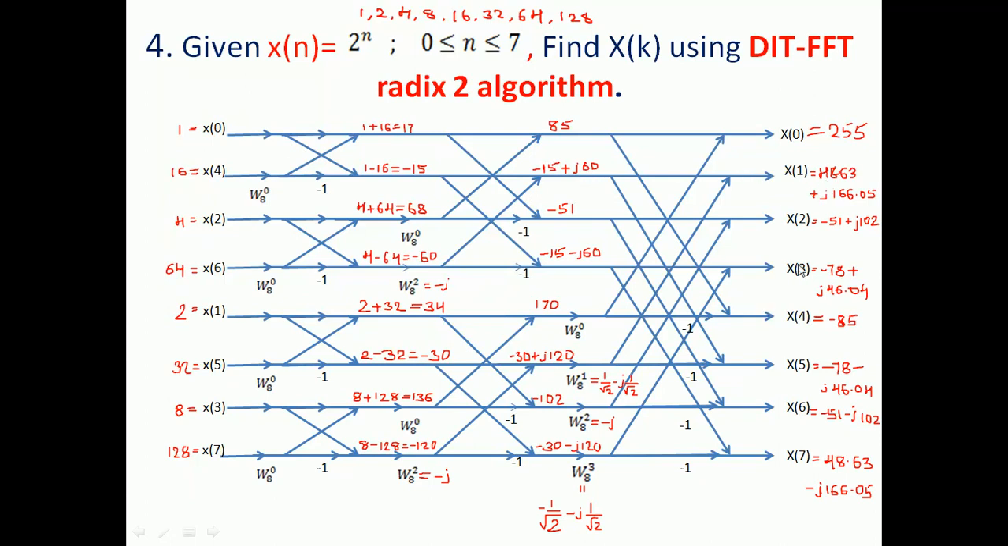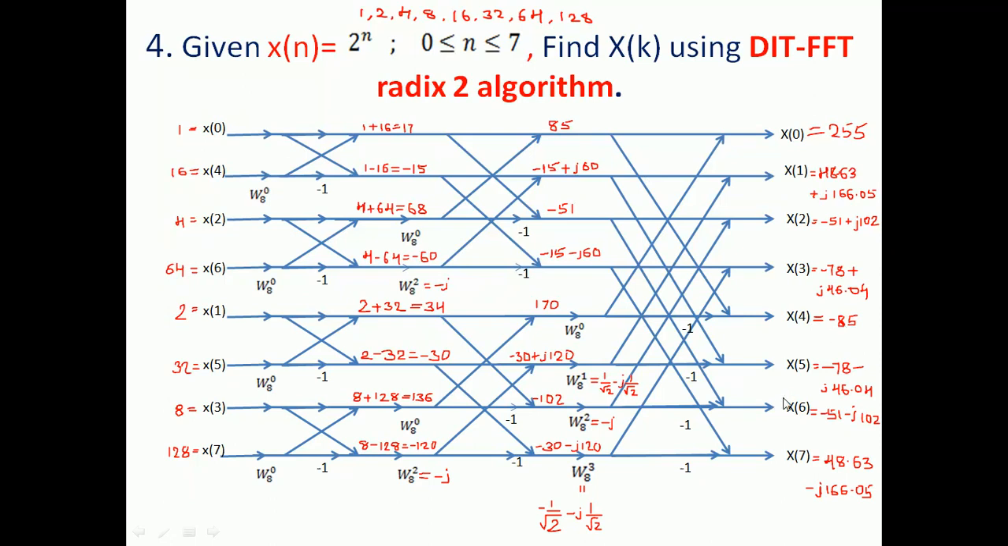Similarly x of 2: minus 51 needs to be added with minus into minus plus j 102. So you will get minus 51 plus j 102. X of 3: this factor, that is minus 15 minus j 60, is to be added with the multiplication of this and this. When you compute, you will get this answer, minus 78 plus j 46.04. X of 4: this is minus 170, this is plus 85, that is minus 85.